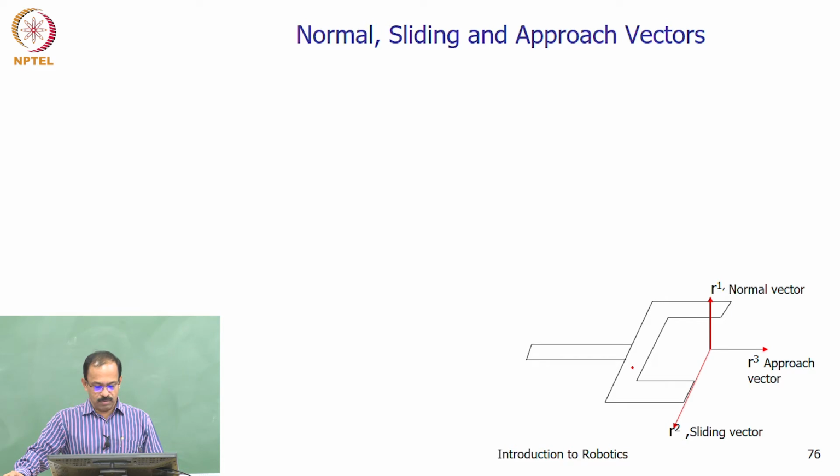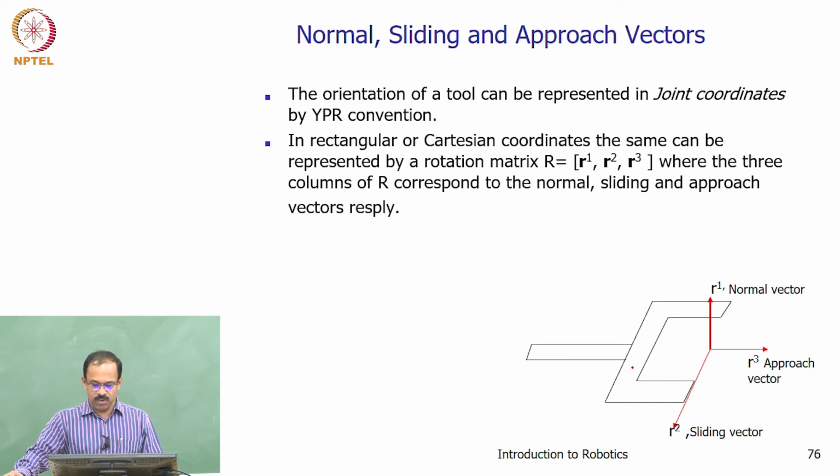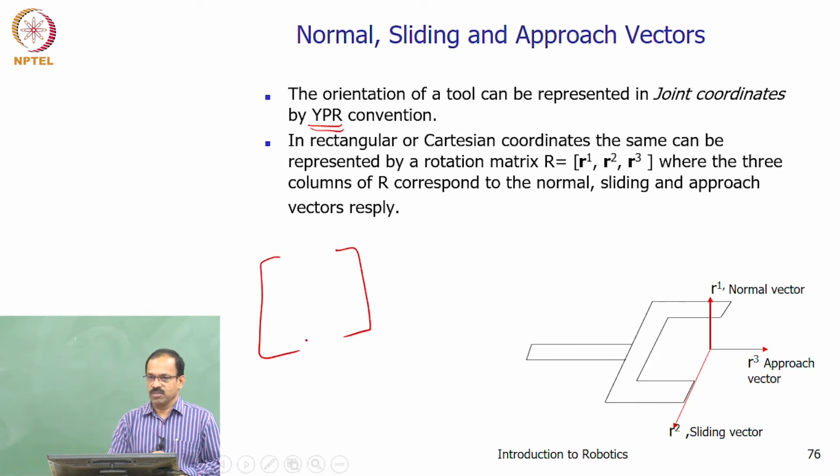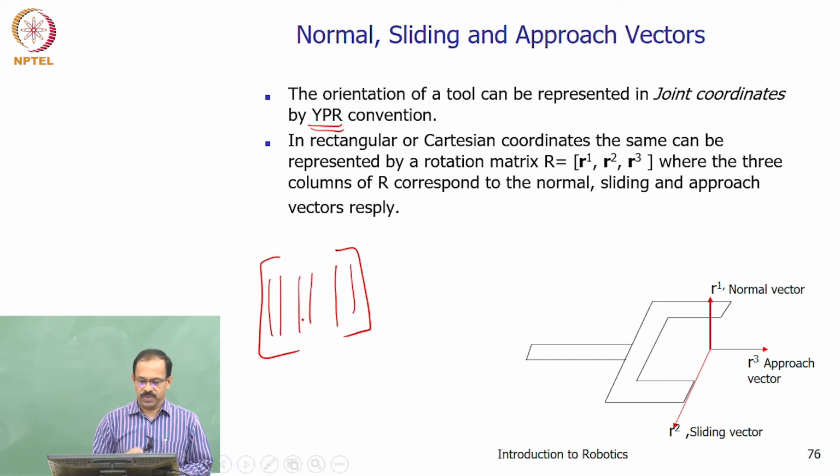Okay, so before going to the kinematic analysis, I just want to tell you this. We mentioned the 3 angles that we can use to represent the orientation: yaw, pitch and roll. These are represented in terms of 3 angles, but we can actually represent each one as a vector also. So the configuration of the tool in Cartesian space is normally represented using a 3×3 matrix. So the orientation: we will have one vector here, another vector here, another vector here, and these we call the normal, sliding and approach vectors.